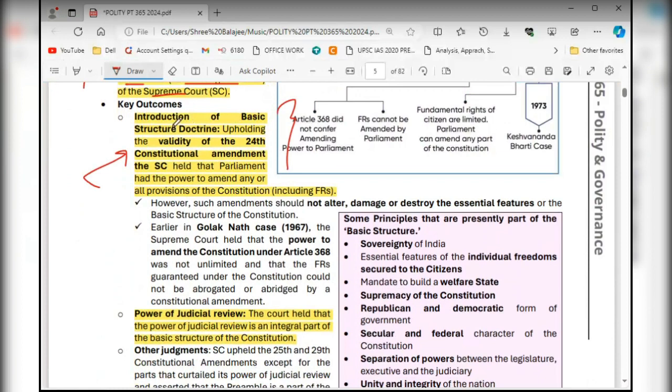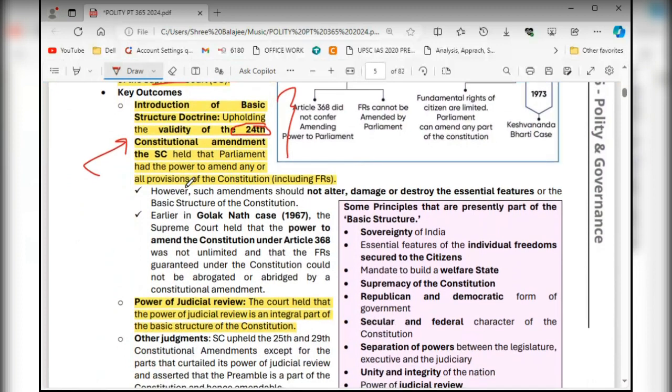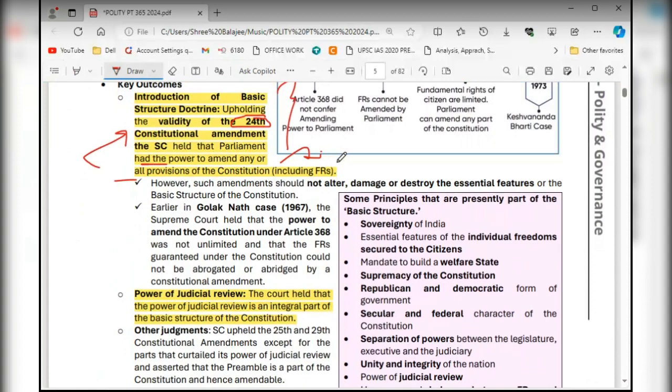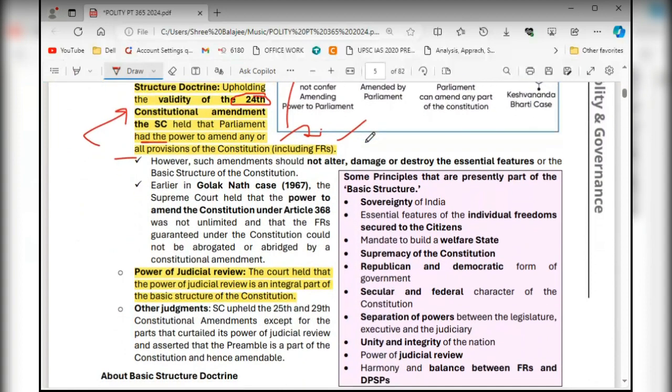And then the basic structure doctrine upholds the judgment on the 24th constitutional amendment, which talks about the abridgment. Okay, which talks about the power to amend any law or provision which talks about the fundamental rights and other provisions mentioned in the Constitution, and FR stands for fundamental right here.